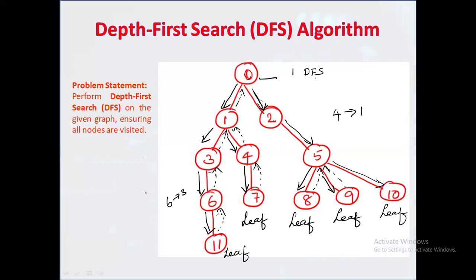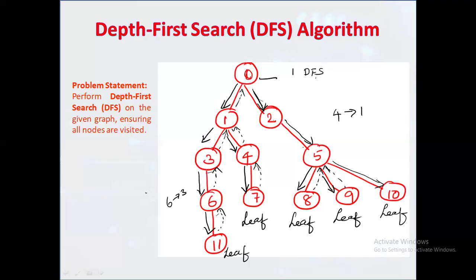So one more time I'll explain. This is the starting node. From the starting node to 1, 1 to 3, 3 to 6, 6 to 11. 11 is a leaf node. It has to stop and backtrack from 11 to 6, 6 to 3, 3 to 1. Then we have one more child for this one. So here, forward move 1 to 4 and 4 to 7. 7 is a leaf node. It has to backtrack. Backtracking has been done and it has to go to 0.